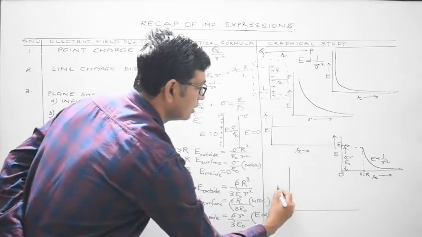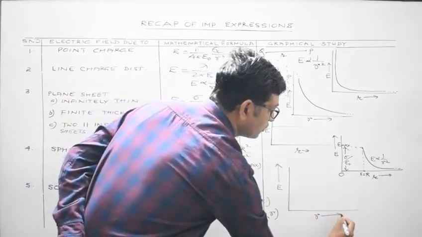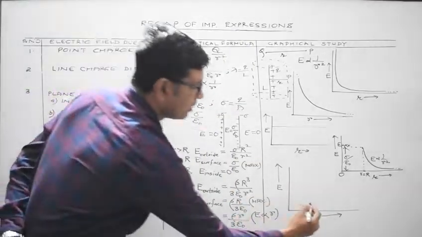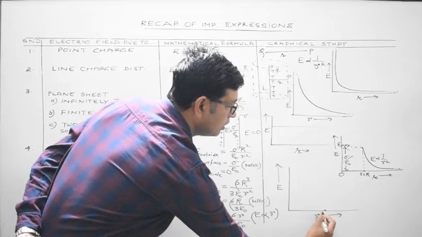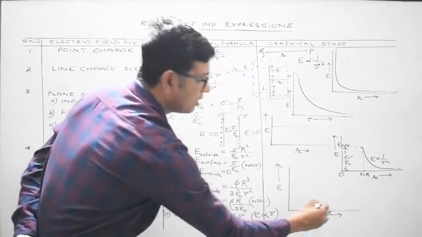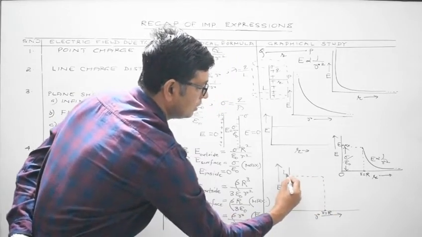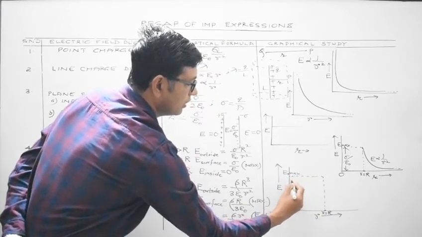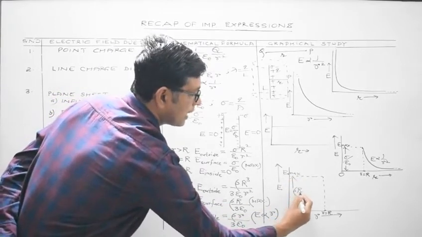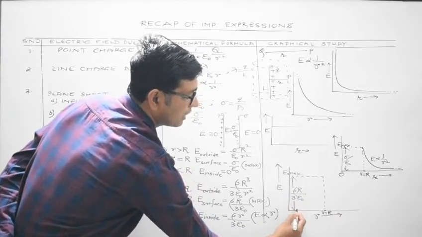Look, this represents the electric field. This represents the distance of the observation point from the center of the uniformly charged sphere. Suppose this is the surface, so r would be equal to capital R. On the surface, the electric field is maximum. This is maximum value of electric field, rho R divided by 3 epsilon. Right? This is the maximum value.